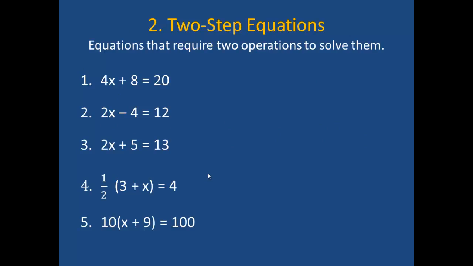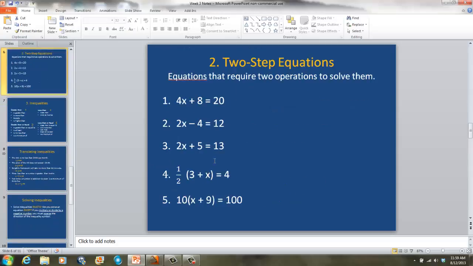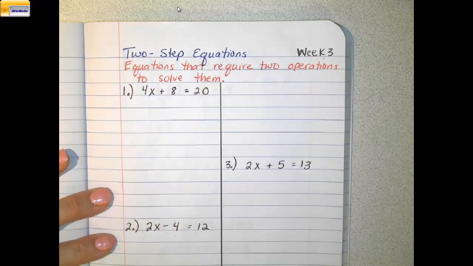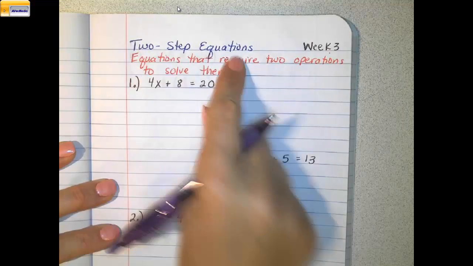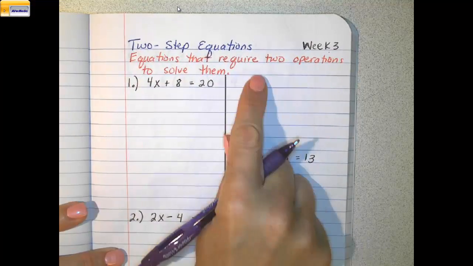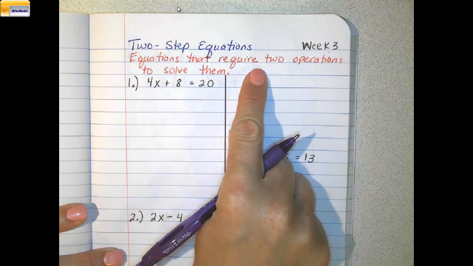We are now going to move on to two-step equations. I would like you to copy these 5 examples into your notes and be sure to leave enough room to solve the problems. You should have a page in your notes titled Two-Step Equations. These are equations that require 2 operations to solve them.